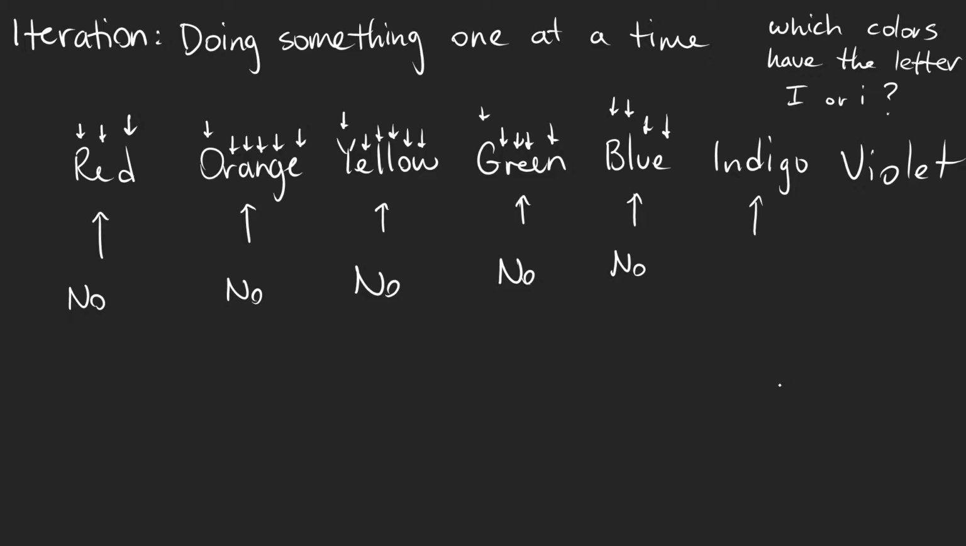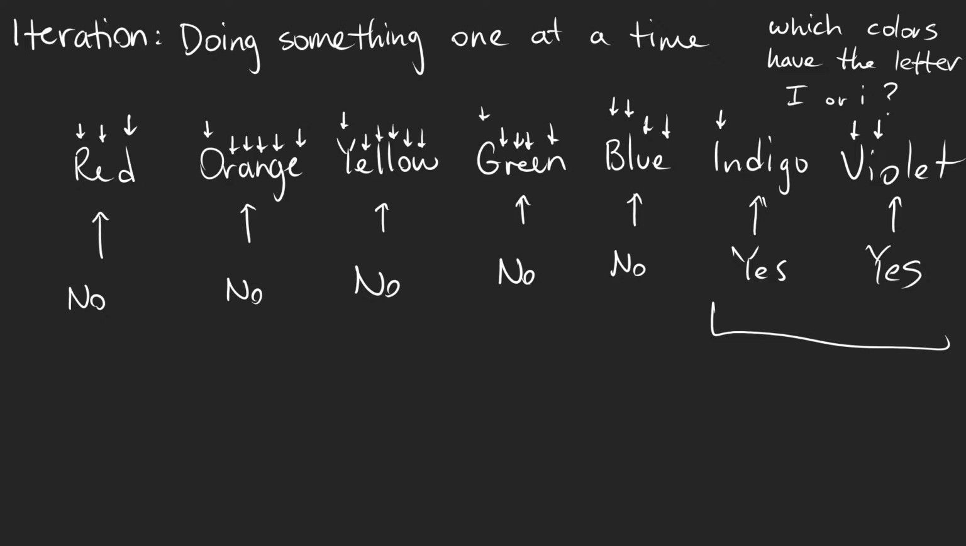Now we're at indigo, right? So iteration is this process of just doing something one at a time. If we take a look at indigo, well, it has an I, so we can say yes, there is an I in indigo. If we take a look at violet, well, V isn't there, but I is in there, so yes, violet has the letter I. So which colors have the letter I? Well, the answer would be indigo and violet.